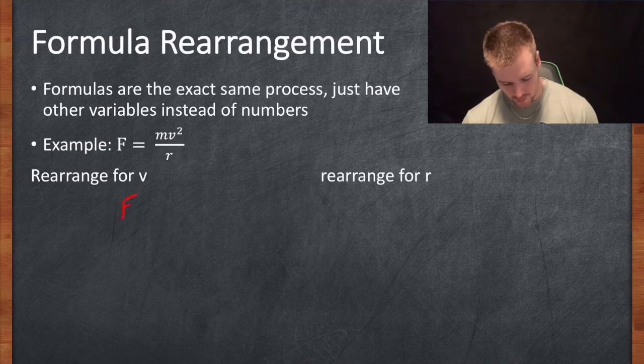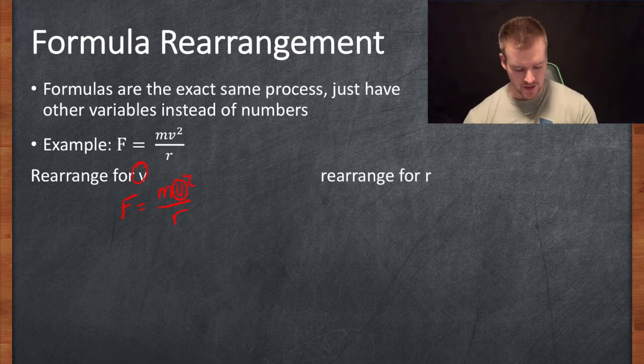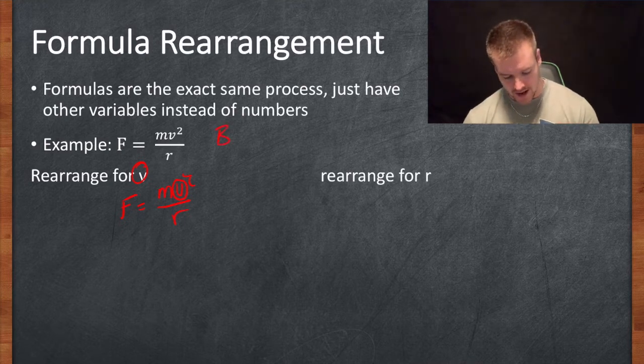I'm going to write down the formula here. F is equal to mv squared over r, and we're trying to solve for v. So I'm going to circle v. Okay, what's happening to that? Well, m is timesing by v. V is being divided by r, and it's being squared. So three things, like we saw in the last one, are happening again here.